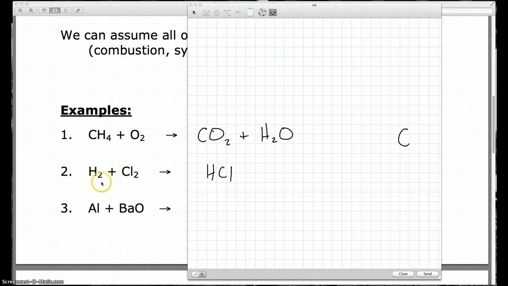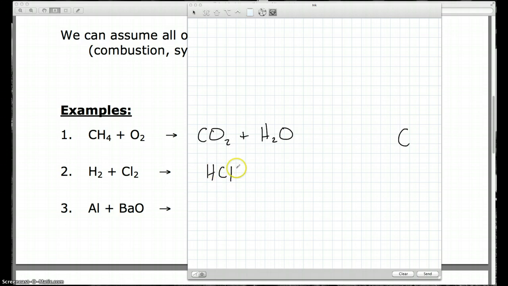Now, little numbers like the 2 after the H and the 2 after the Cl never automatically come over to the other side of the arrow. The only time that the little number will come over to the other side of the arrow is if it's inside the parentheses. It's part of a polyatomic, and we'll probably see an example like that in a little bit. So you don't automatically carry over these little numbers.